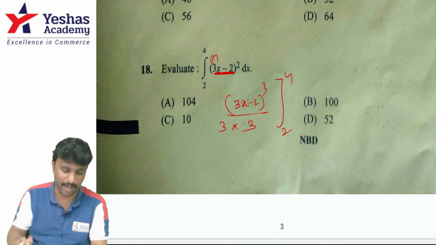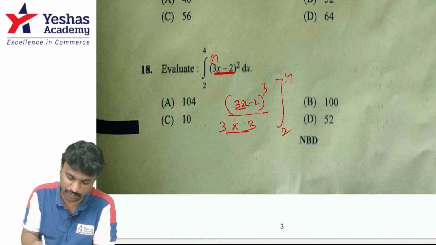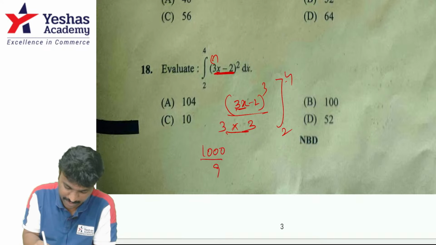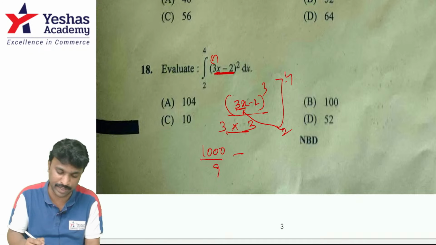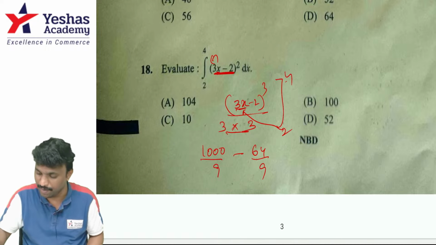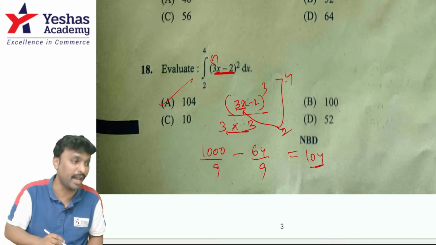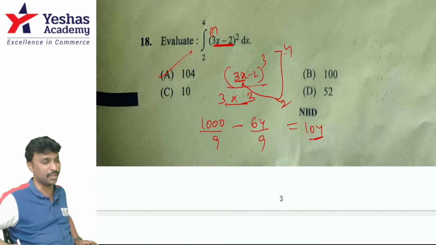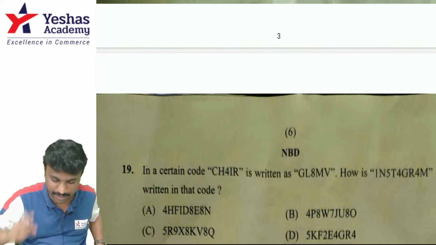Have you understood? Now this 3 3s are 9. So apply the upper limit first. 3 4s are 12. 12 minus 2 is 10. 10 cube is 1000. 1000 divided by 9. Minus the lower limit: 2, 3 2s are 6, 6 minus 2 is 4, 4 cube is 64 divided by 9. So 1000 minus 64 divided by 9 fetches us 104. Option A is the right answer. Have you understood? So all this I have discussed as one liners for this kind of integration in the marathon videos.